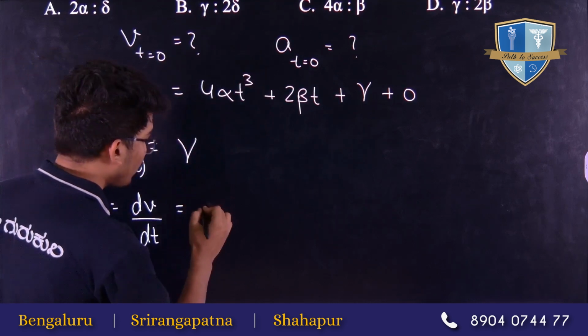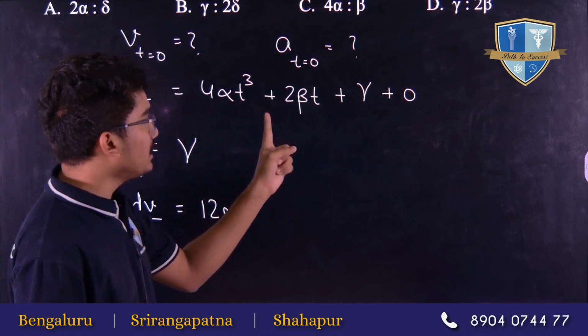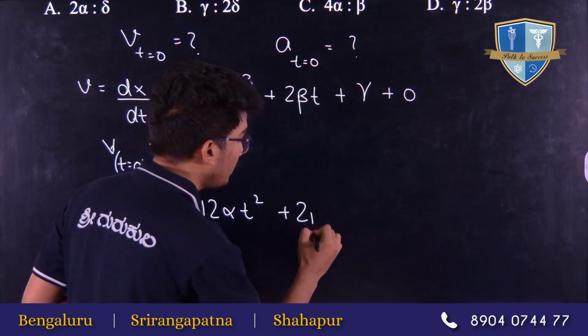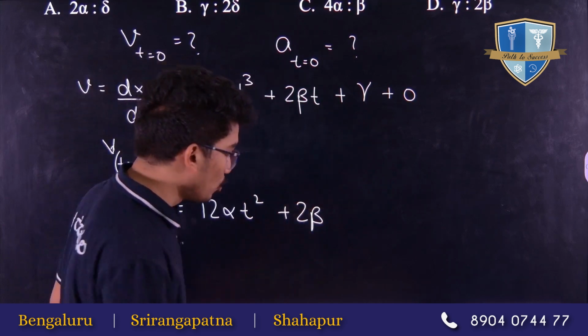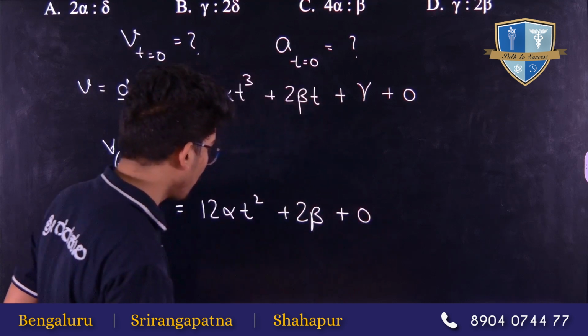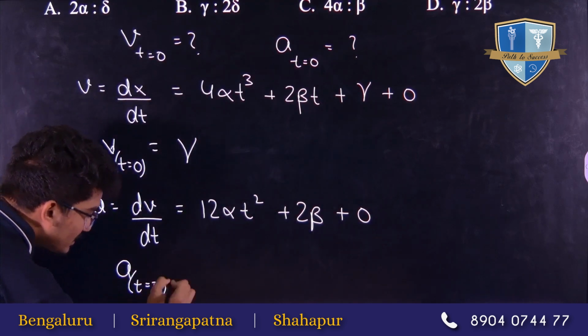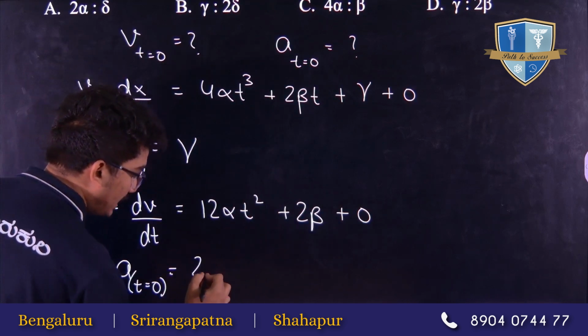So 3 into 4 will become 12 alpha t square. Now differentiation of 2 beta t: 2 beta is constant and differentiation of t is 1. Differentiation of gamma will be 0 plus 0. Now we need acceleration at t is equals to 0. So let's put t is equals to 0 here. The only term we are left with is 2 beta.